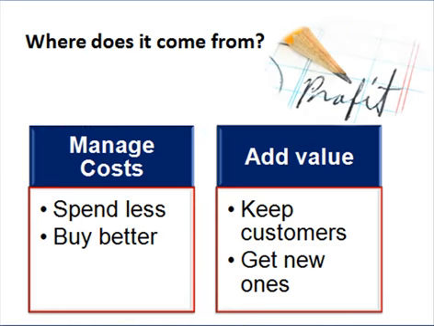So where does profit come from? And what are the actions that deliver it? You have two activities: cut or manage costs, which means spend less and buy better, and add value, and in doing so keep existing customers, gain new ones, and get them all to spend more and do it more frequently.